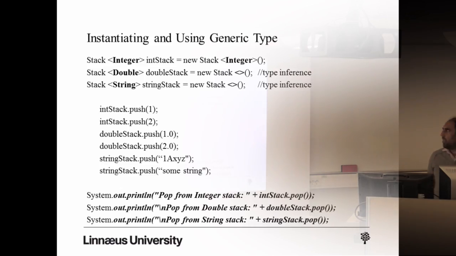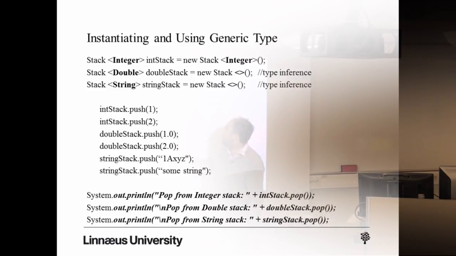Now, how can we use this stack class? We have defined just one class, and we have not specified a particular type, but rather we use the type parameter. Now we can use this stack class to get a stack of type Integer, a stack of type Double, or any type you want.